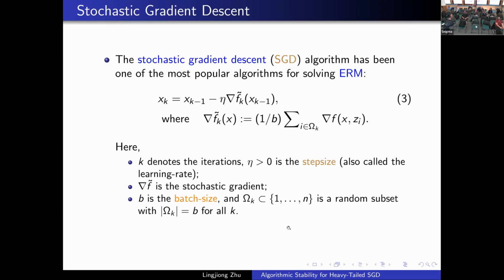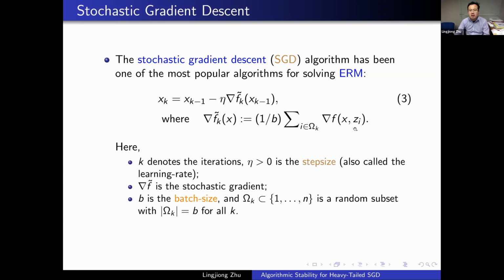Now, everyone uses stochastic gradient descent and its variants. Stochastic gradient descent is one of the most popular algorithms for solving empirical risk minimization. It's given by equation three. Here, instead of computing the full gradient, you compute a stochastic gradient. One common choice for the stochastic gradient comes from the mini-batch.